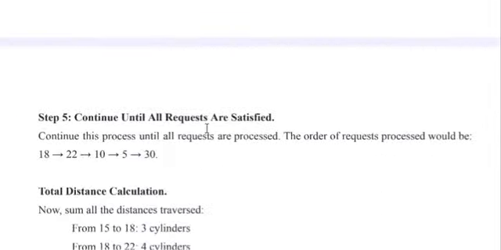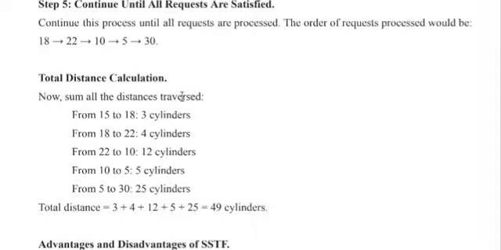Step 5. Continue until all requests are satisfied. Continue this process until all requests are processed. The order of requests processed would be 18 → 22 → 10 → 5 → 30. Total distance calculation.